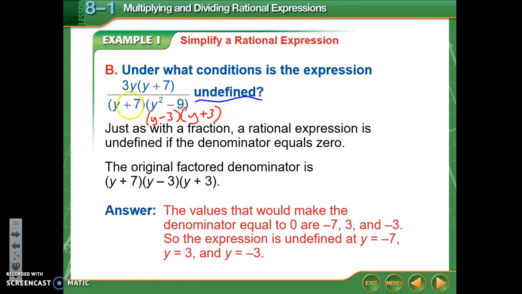So if I plug in a negative 7, I would get 0 times everything else. If I plug in positive 3, I would get 0 times everything else. And if I plug in negative 3, I would also get 0 times everything else. Any of those three values, negative 7, 3, and negative 3, make this expression undefined because they give me 0 in the denominator.